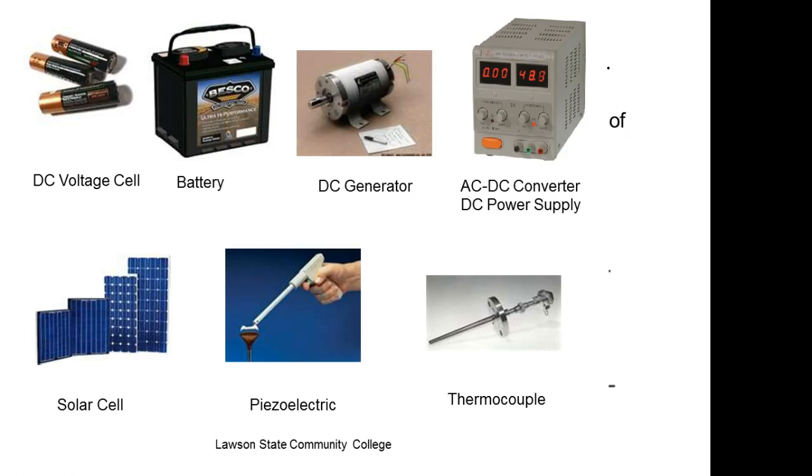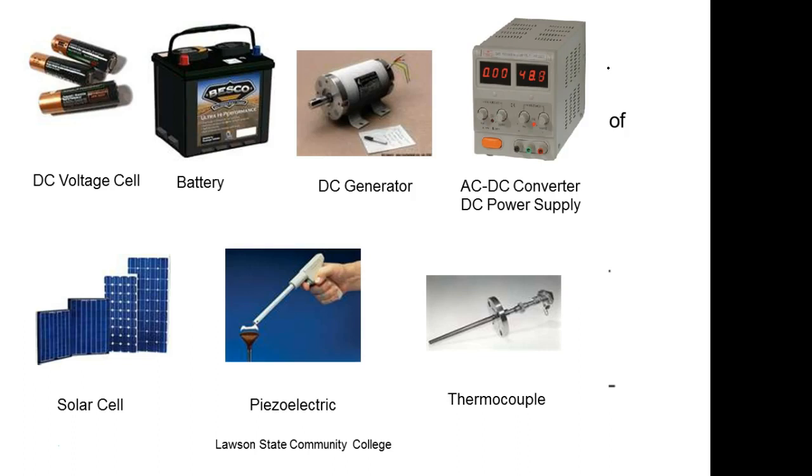DC generators create DC. Power supplies: you'll run into a lot of them. You've already played around with trainers, and trainers have power supplies on them. You take it and plug it into Alabama Power, and you've got DC power supplies on there. So that's what we call an AC to DC converter or a DC power supply. On our trainers, I think we have 4 fixed power supplies, and then we have 2 variable power supplies.